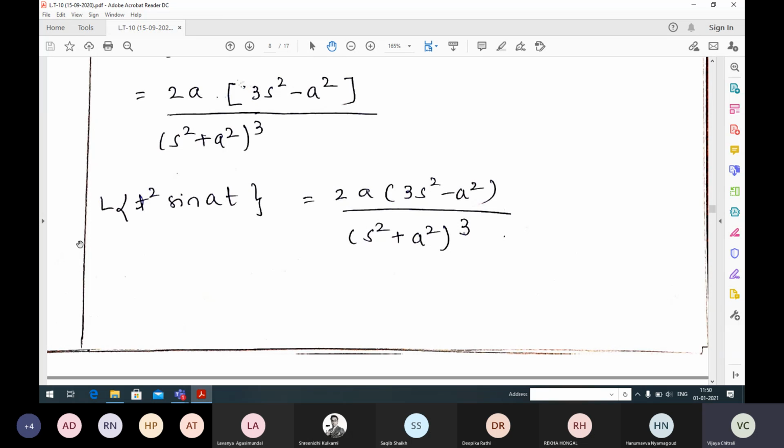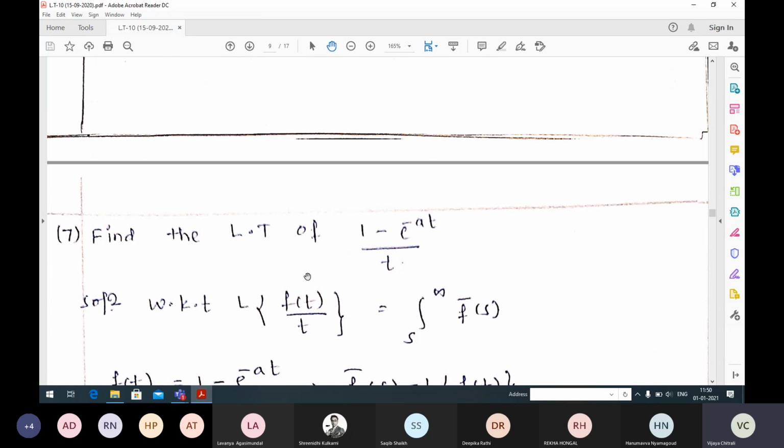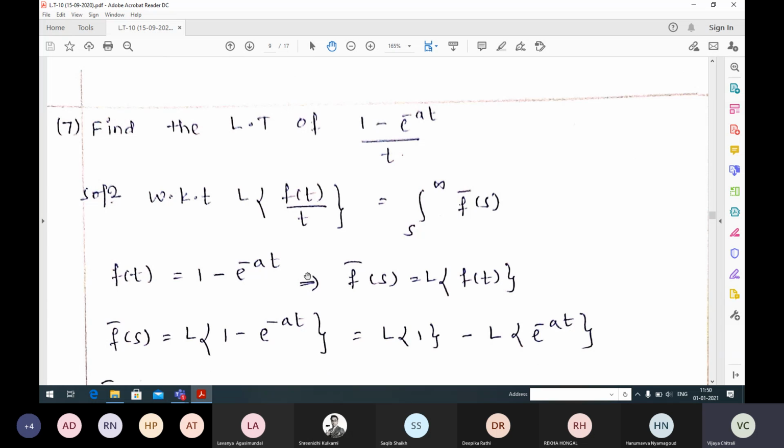Now move on to the next example. Find the Laplace transform of (1 minus e raised to minus at) divided by t. So how is it? It is of the form f of t divided by t, so the Laplace transform of f of t divided by t.